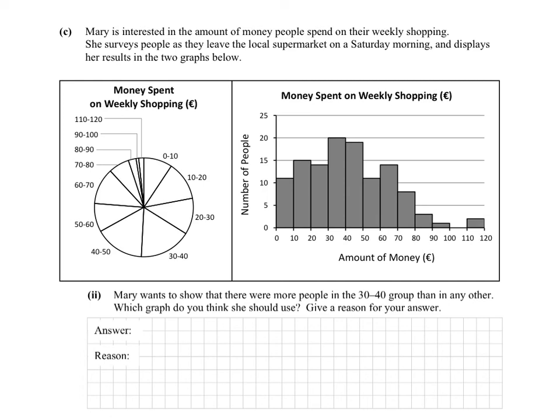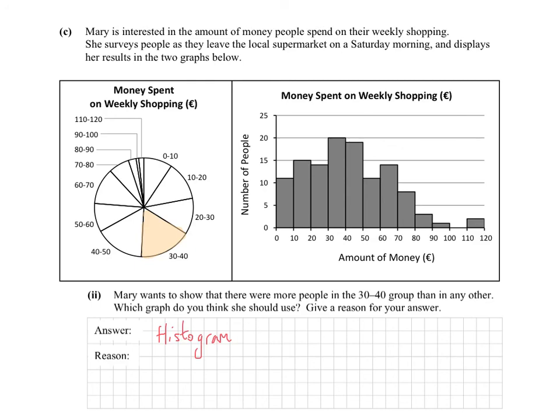And for part 2, Mary wants to show that there are more people in the 30 to 40 euro group than any other. Well, I would argue that the histogram is more appropriate. The reason being, if you look at the pie slice that relates to 30 to 40, it looks one of the larger sectors, but it's not easy to guarantee that it's definitely the largest.